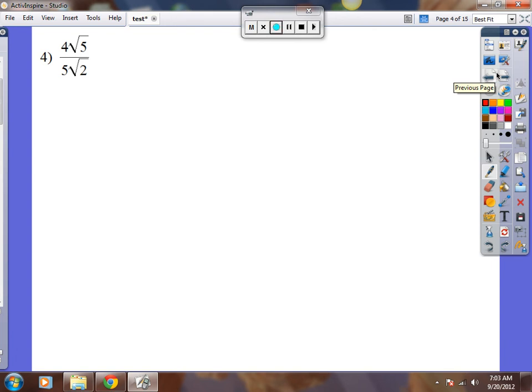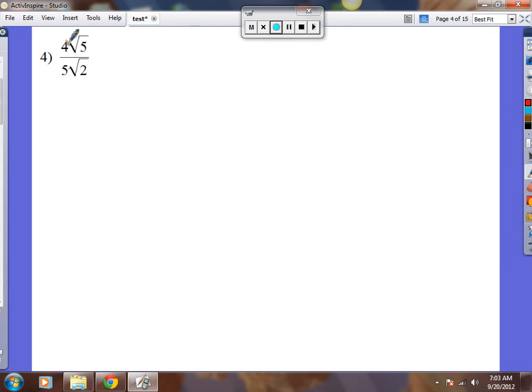Okay. It's a fraction. So can I simplify my outside coefficients? 4 and 5. Can you divide them by a common factor? No. What about my inside? 5 and 2? No. So you're done. Except for this is illegal. You cannot have a radical in the bottom. I cannot have a square root of 2.